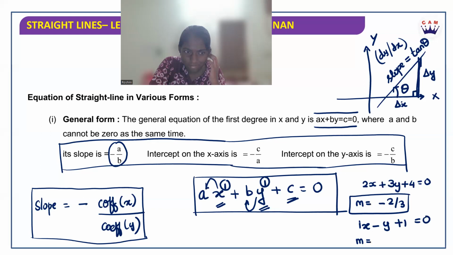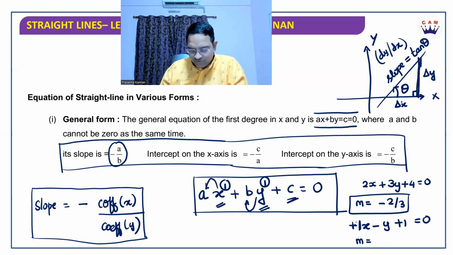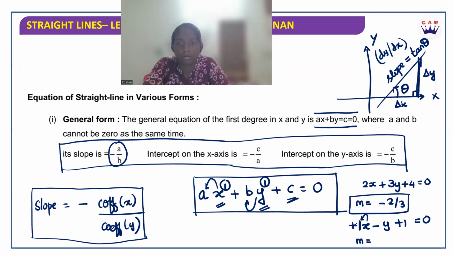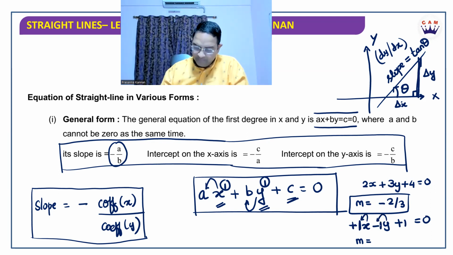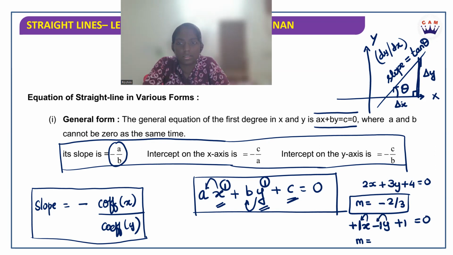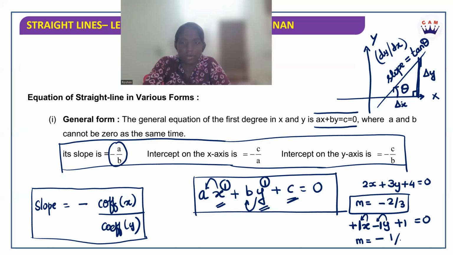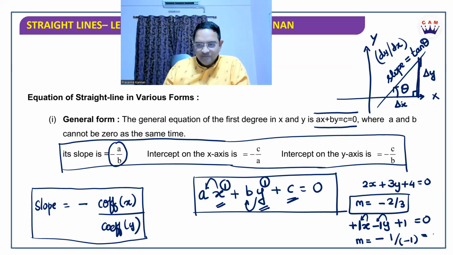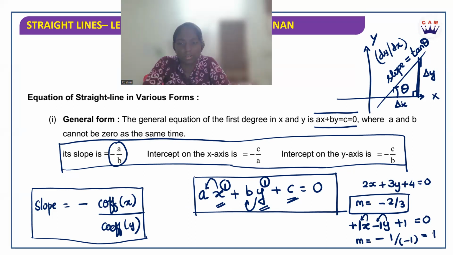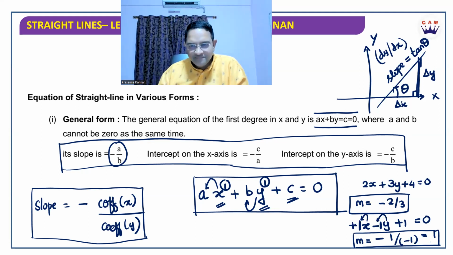What is the coefficient? 1, it's right? Yes, sir. What is the coefficient of y? Minus 1. Yes. So now how do you find the slope? Minus of 1 by minus 1. Exactly. So what do you get? 1. Plus 1. That's all. Are you getting it? Yes, sir.